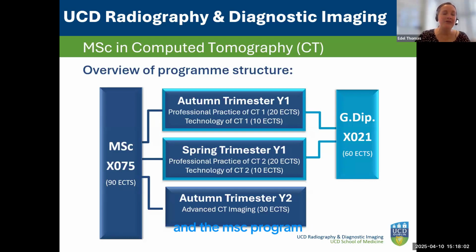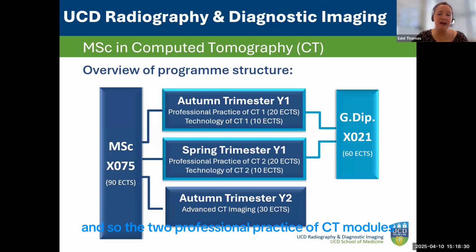The MSc program runs along the same pathway as that. However, students will complete an additional module of 30 credits the following year, so in autumn of year 2. This will enable students who want to stay on and do the MSc to be able to go along that pathway. So they have that final 30 credit module at the end of that time.